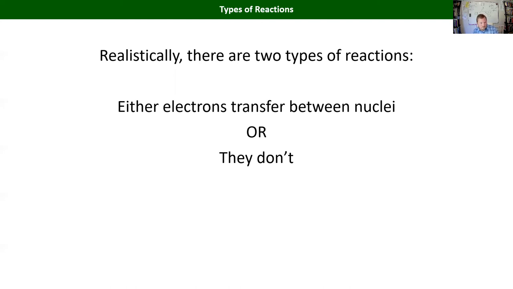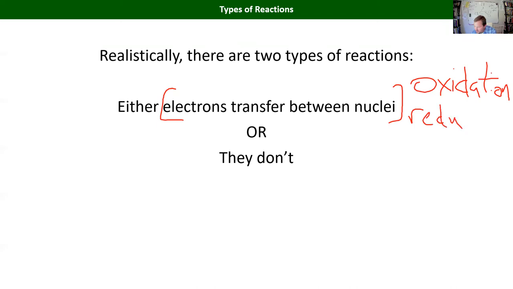And so these two reaction types: if you have electrons changing hands, we call that an oxidation reduction reaction, or redox for short.